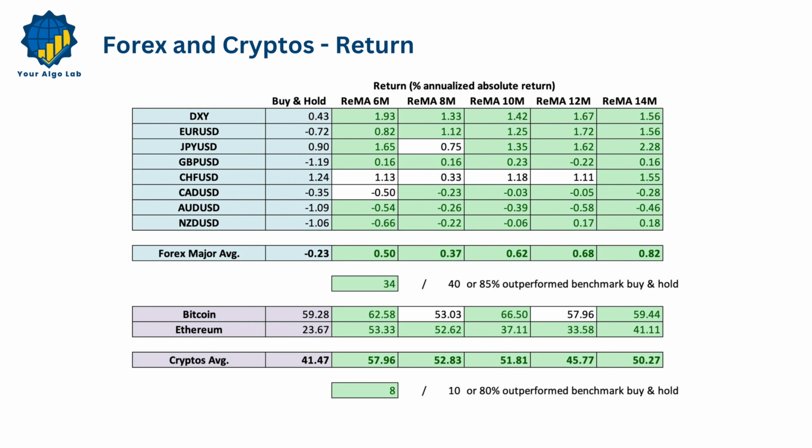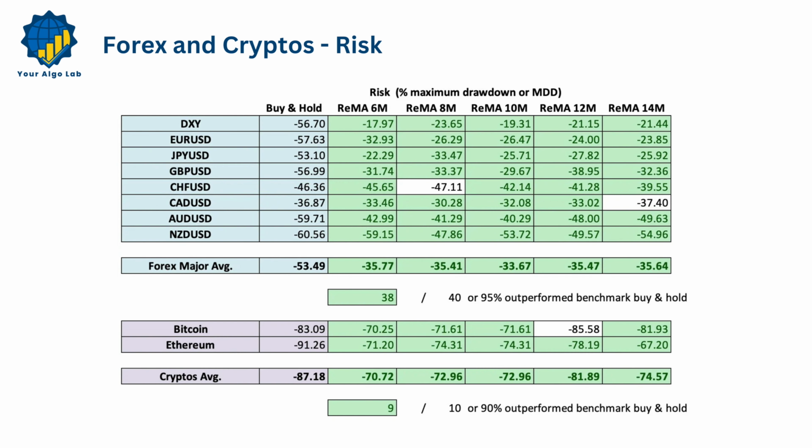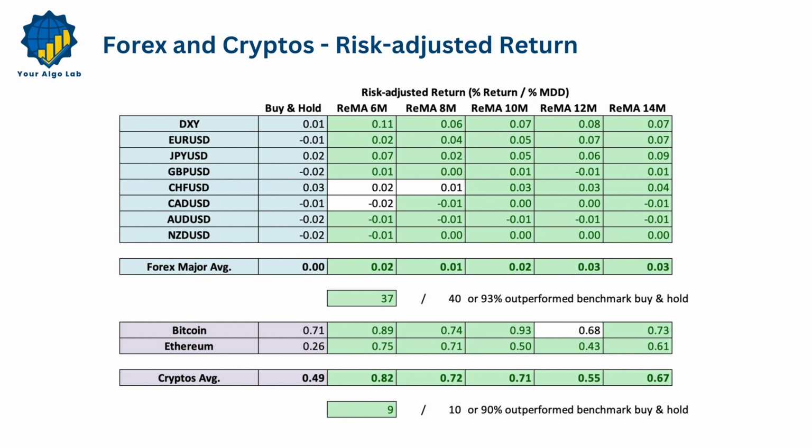As usual, we'll begin with absolute returns. We observe an overall outperformance compared to the buy and hold benchmark strategy. In Forex, there's a notable improvement compared to the daily moving average strategy. For cryptocurrencies, the improvement over our benchmark is significant across all parameters, with the 6-month resampled moving average delivering the best performance. Next, we examine risk, noting an overall improvement across nearly all currency pairs and cryptocurrencies. Examining risk-adjusted returns, we see notable improvements, especially with the Forex asset class.